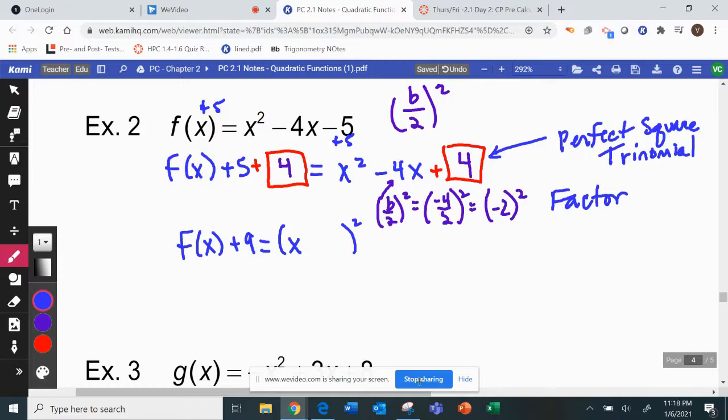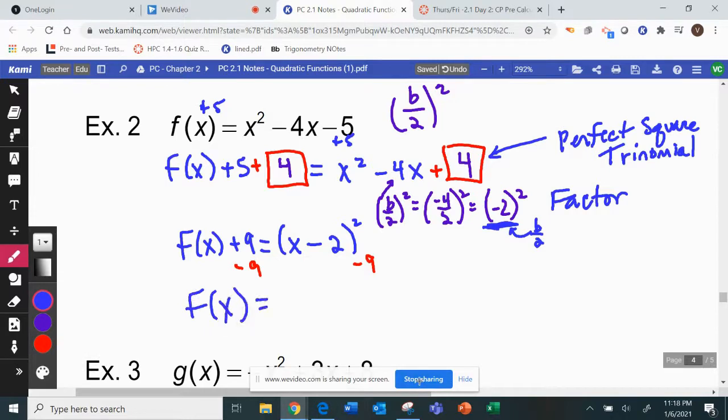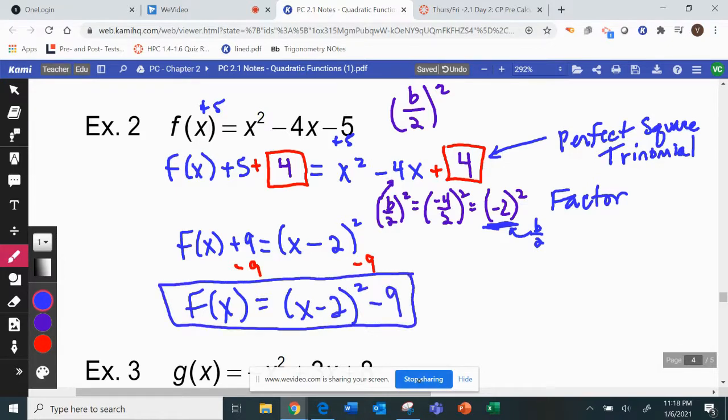It'll always be that x in front, and then the last number will be whatever this number was before the squaring. So just the b over 2 before you squared it, that's the number that goes here, -2. Then the last step, I'm just going to subtract 9 from both sides. f of x equals x minus 2 squared minus 9. And this is vertex form.